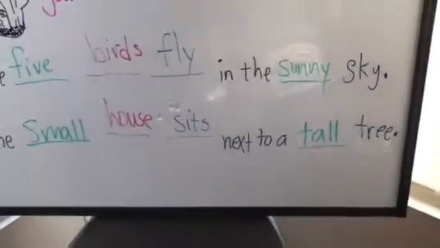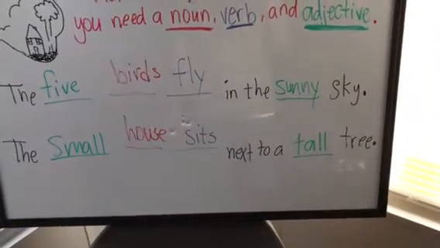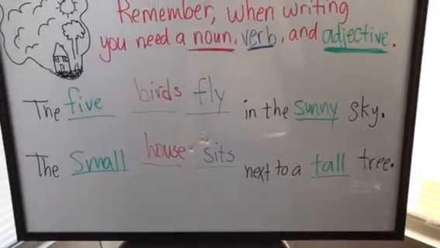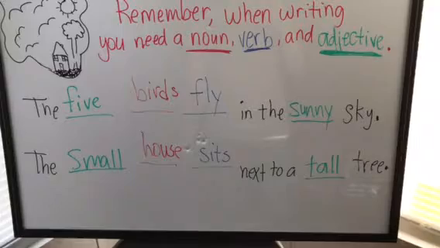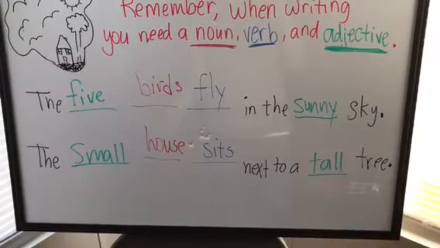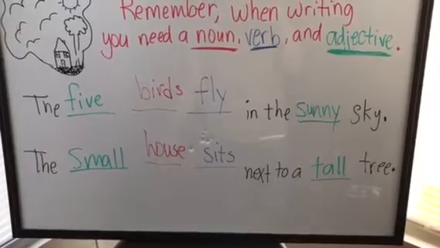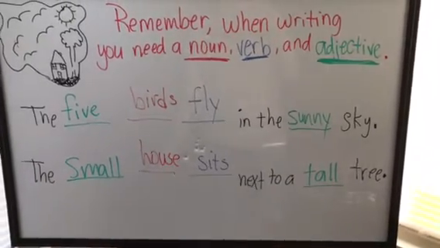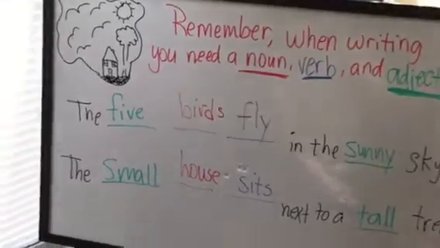Okay, let's look at this sentence. The small house sits next to a tall tree. Okay, so I have my noun that tells me what the sentence is about, my verb that tells me what's happening, and my adjectives that are describing my nouns.